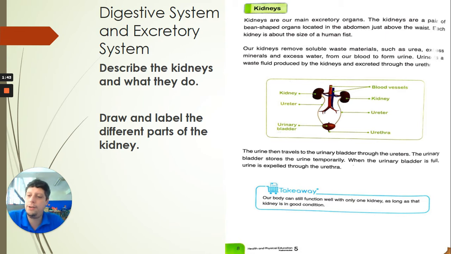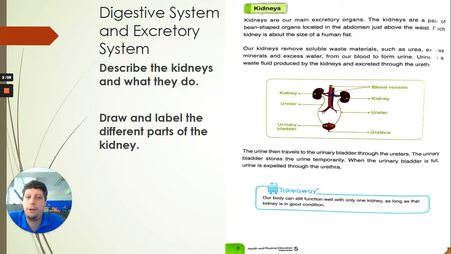And it is the main excretory organ. This is important to remember because there's a question that I always ask. Which one of these is the main excretory organ, okay? I always ask that, so please try to remember that. Our kidneys remove soluble waste materials such as urea, excess minerals and excess water from our blood to form urine.